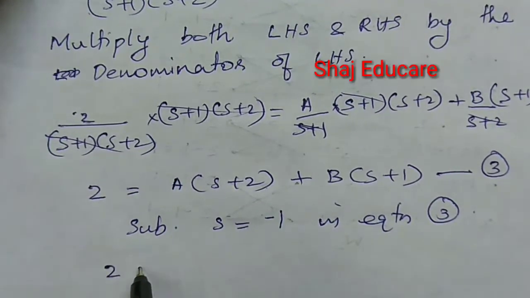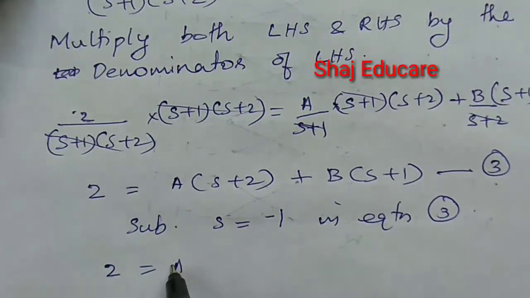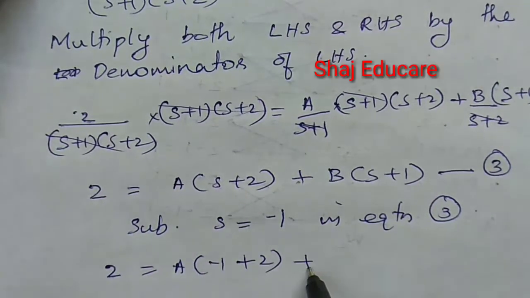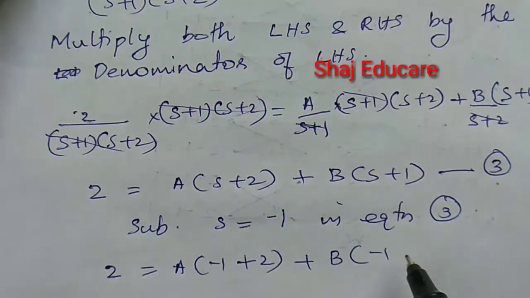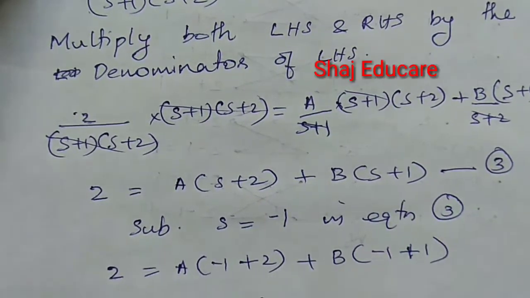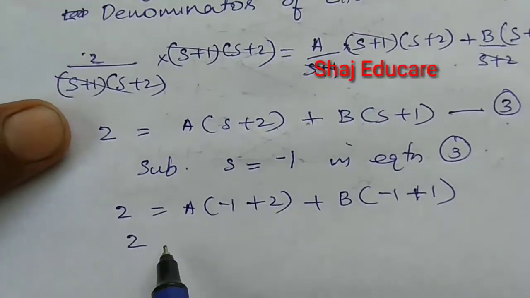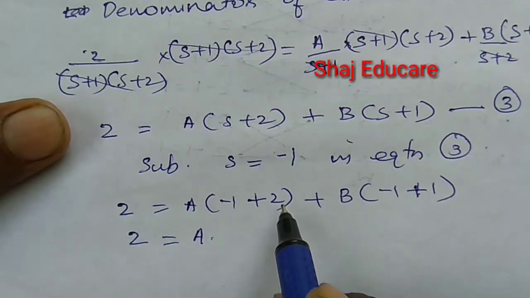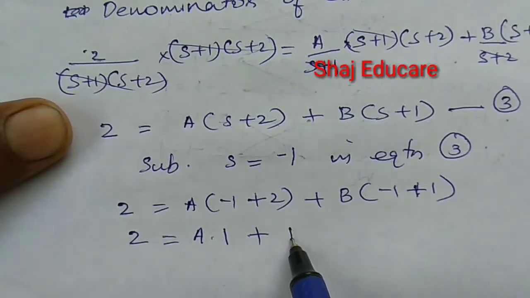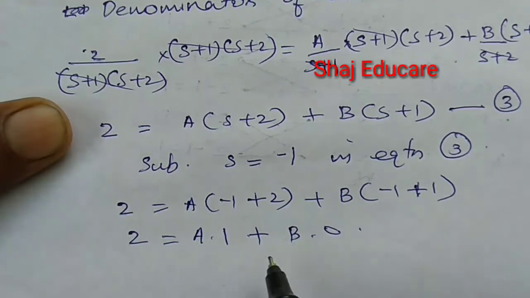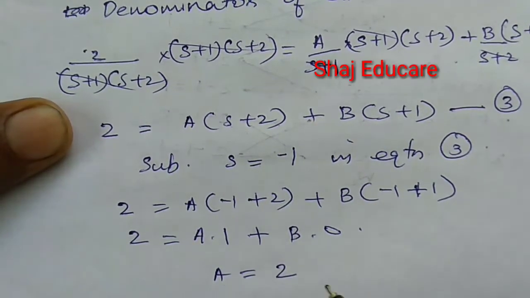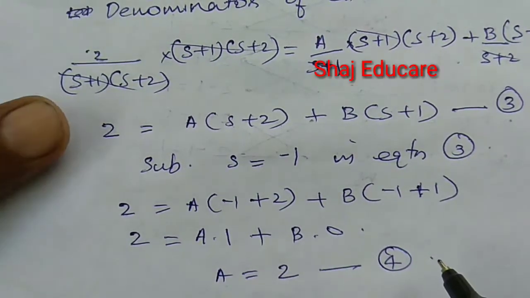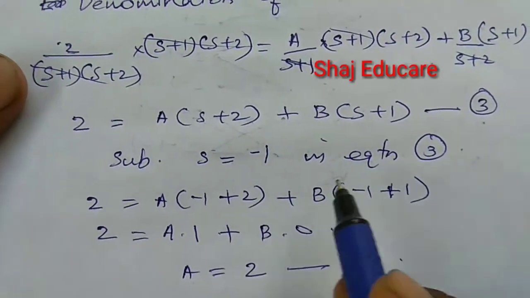Then what we are getting is 2 equal to A into, now s equal to minus 1, replace s with minus 1, plus B into minus 1 plus 1. Now this one, 2 equals A into, what is minus 1 plus 2, that is equal to 1, plus B into, what is minus 1 plus 1, equal to 0. Now the value of A we are getting is A equal to 2. Now let us put it as equation number 4.